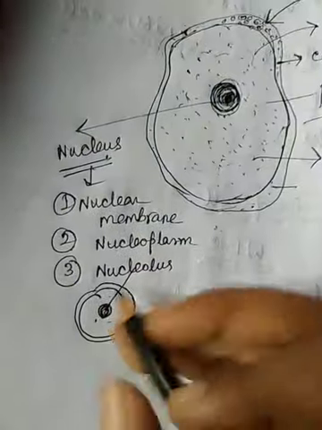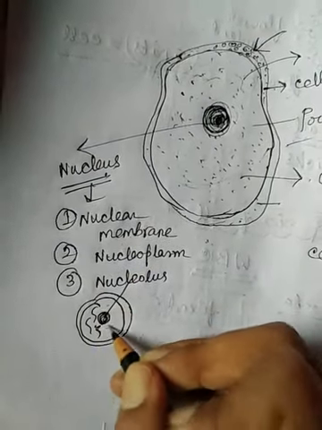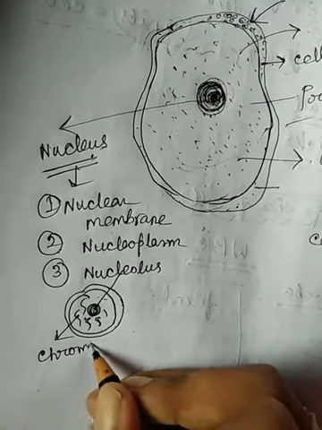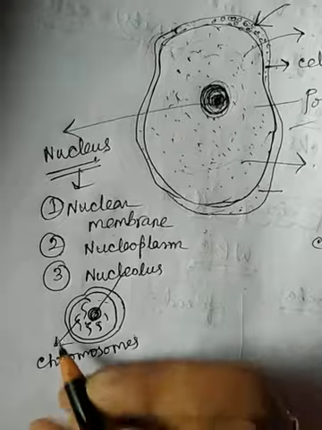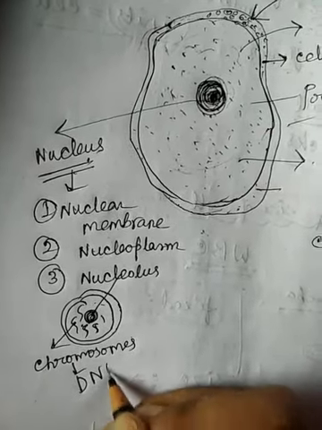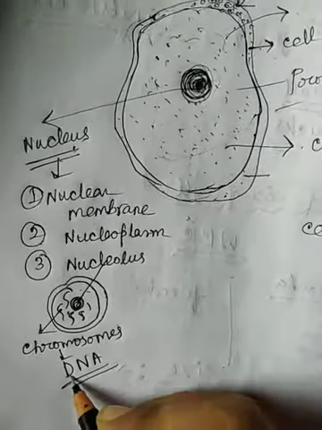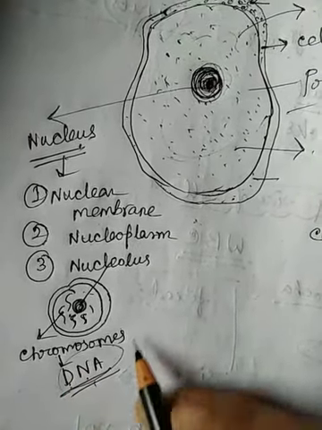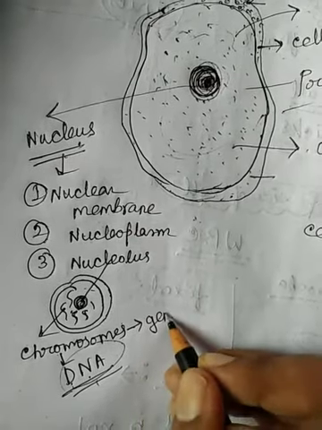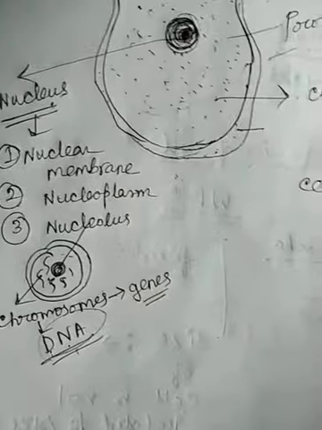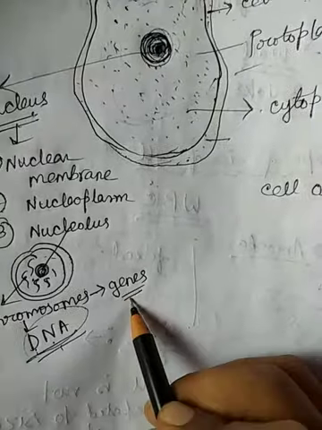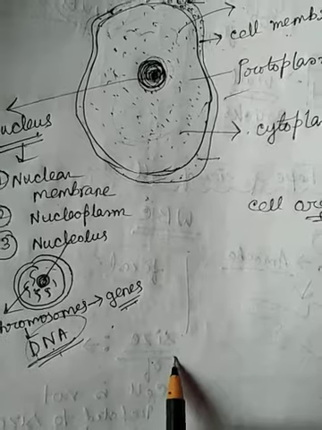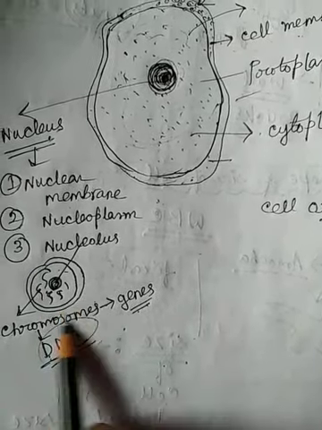Within the nucleus there are some thread-like structures. These are called chromosomes, and they are made up of DNA. The full form of DNA is deoxyribonucleic acid. So chromosomes are made up of DNA, and they carry genes. They pass the hereditary characteristics from parents to the offspring. So this is the nucleus part.